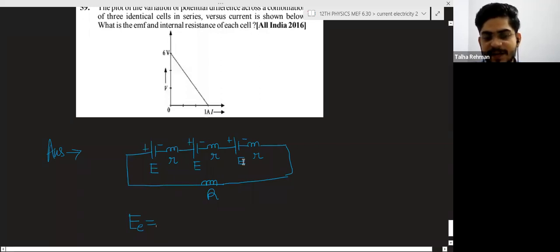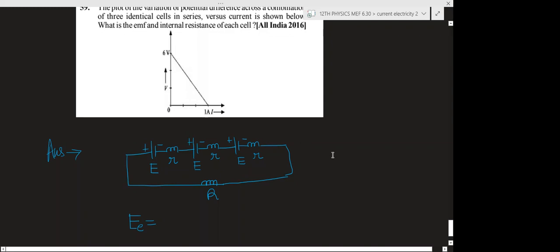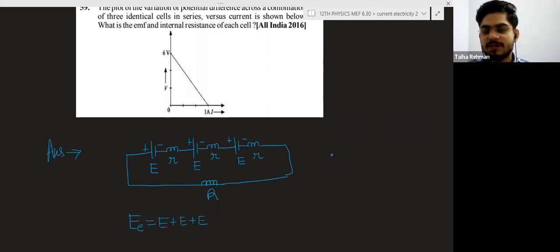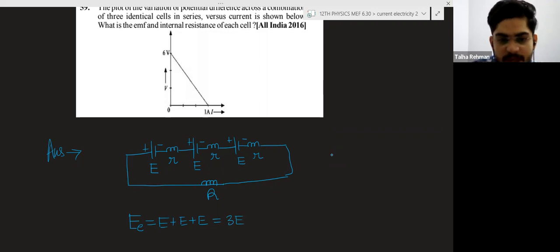These cells are connected in series. So E plus E plus E, because simply we have to add. This is the series combination. So this will become 3E.